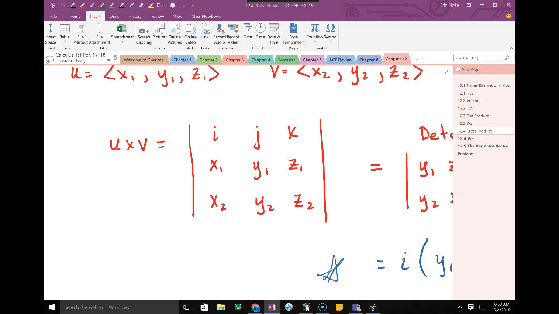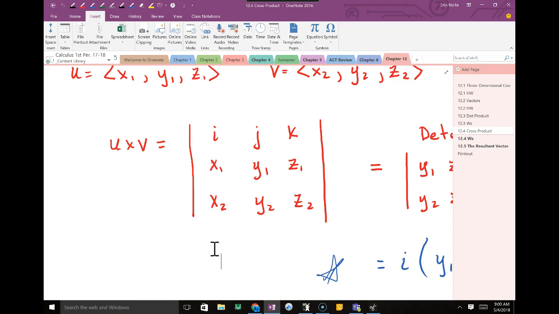Okay, on the second one you have a j. The j involves the values that are not in the j row. So we do x1 times z2 minus x2 times z1. You do that over. You always start top left, and you always go straight across.